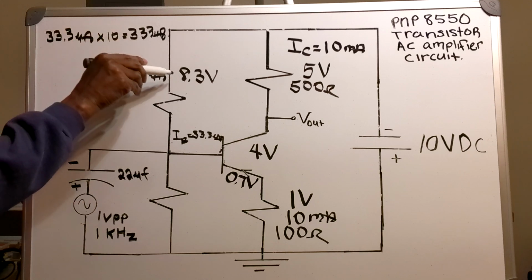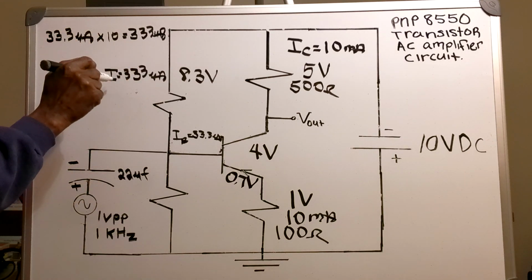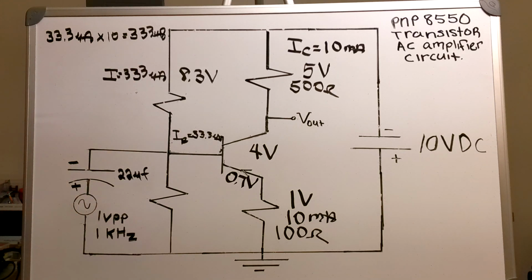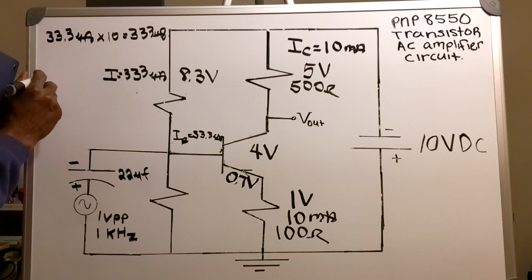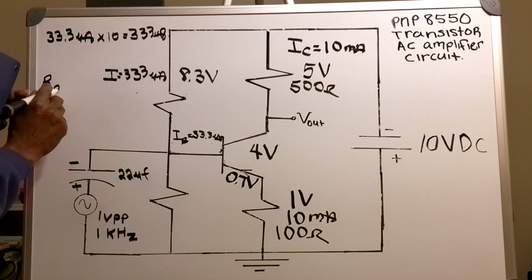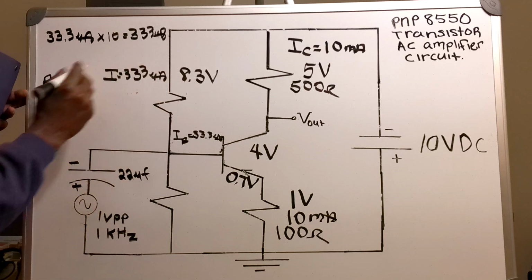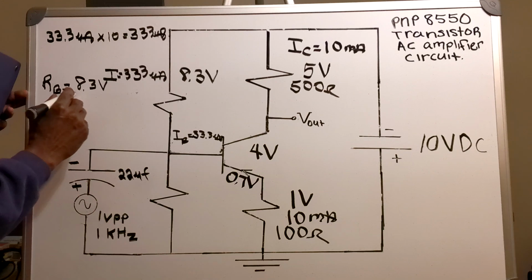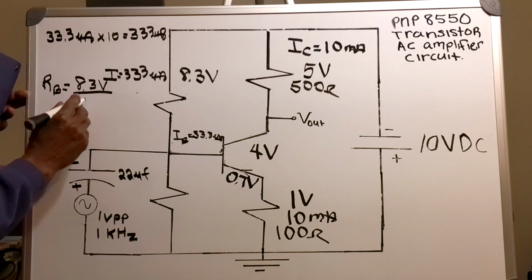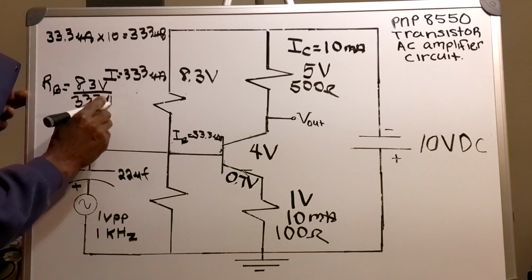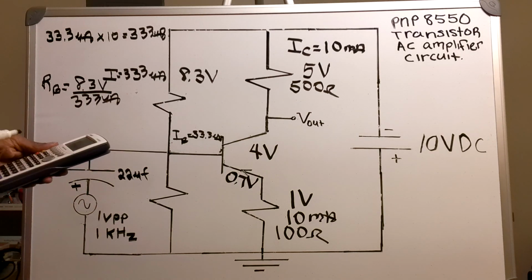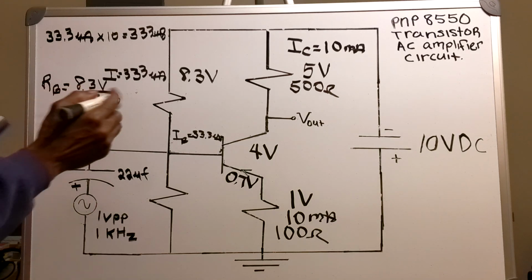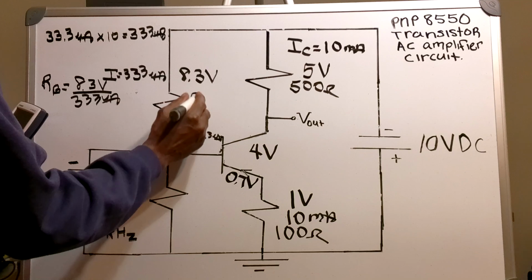Now, I'm going to use this voltage and this current in order to find the value of my base resistor. So RB equals 8.3 volts divided by 333 microamps. That will give me a value of about 25 kilo ohms.